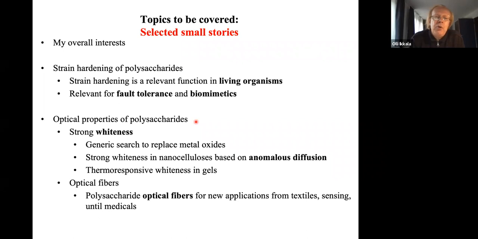And I will show how strong whiteness can be achieved in nanocelluloses using a specific property, so-called anomalous diffusion. Then I will also describe how such strong whiteness could be switchable by temperature, which could be interesting for functional responsive materials. And then finally, I'm going to describe optical fibers based on polysaccharides and why they could be interesting for new applications in textiles, sensors, and also the medical field.